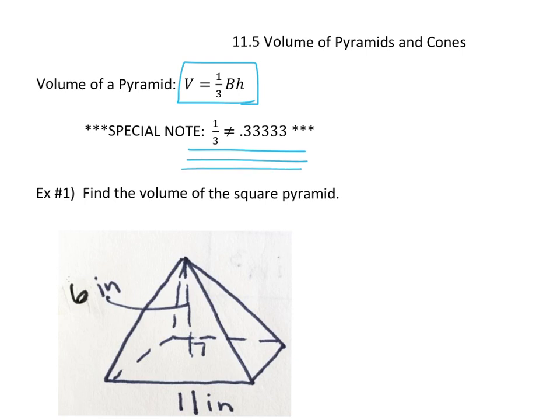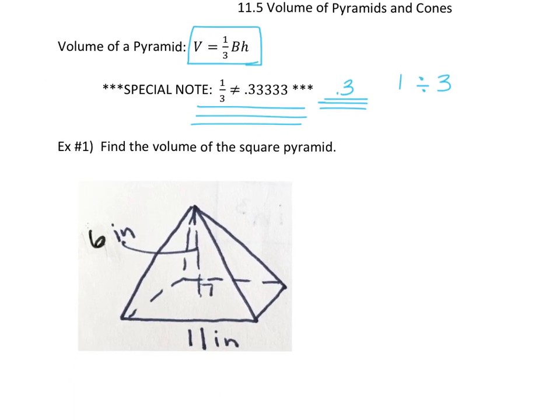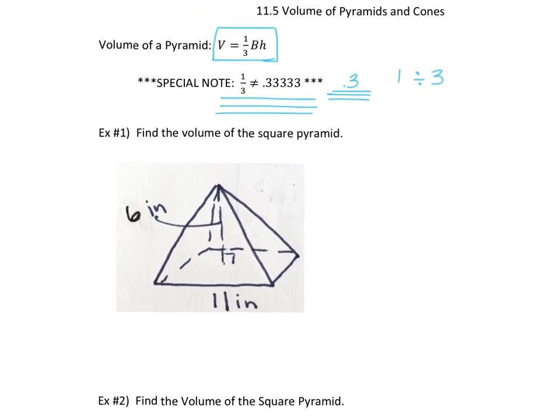1/3 is not 0.33333. Now, if you could keep those threes going, great. But do not use 0.3, do not use 0.33. Type it into your calculator, 1 divided by 3, or use the fraction key, 1/3. Do not use a decimal because it does not get it right when you try to use a decimal. 1/3 is an exact answer, 0.33 is not exact, okay?